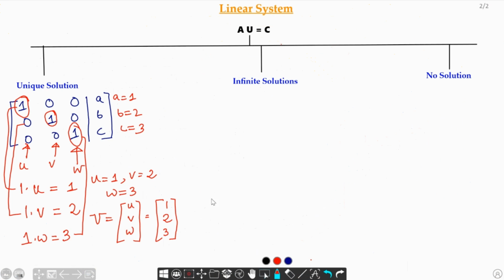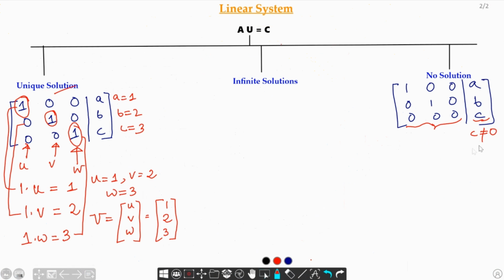Okay, now if the RREF has this shape, that is, the left side of the line has a 0 row, while the right side is not 0. Let's say we have C something non-zero here. Then in this case we will say no solution exists, okay?